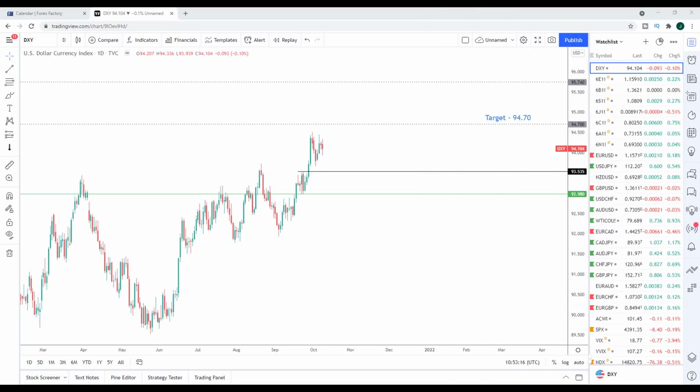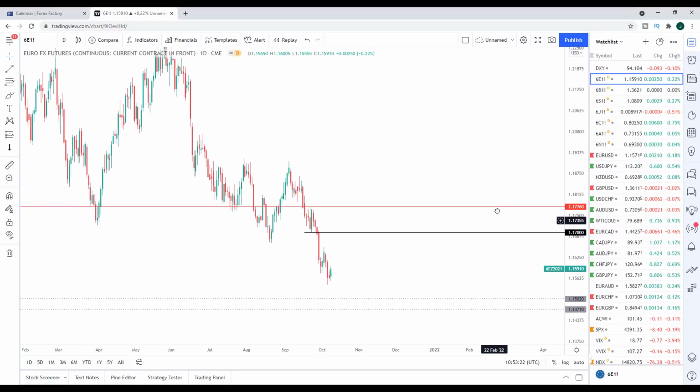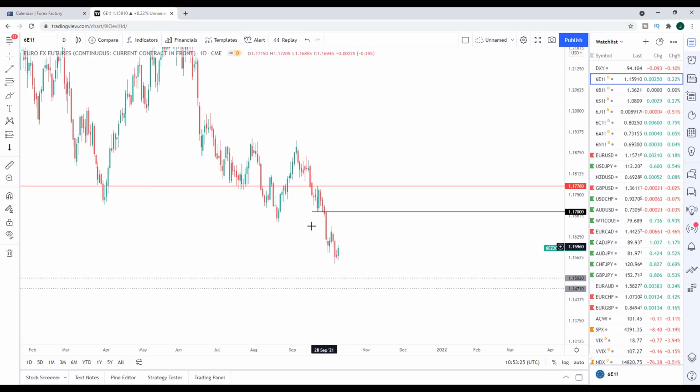If we move on to the individual analysis, you can see we've already looked at the dollar index. If we go to the euro, you can see that we do also have momentum to the downside after we broke the low, and this is the euro futures.